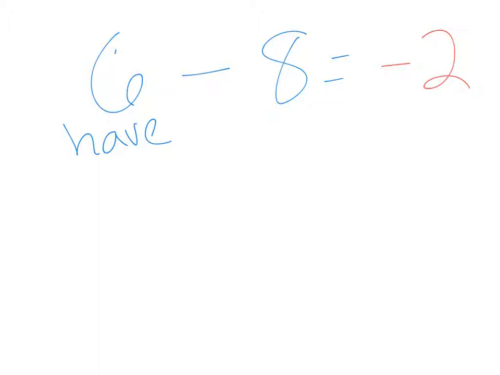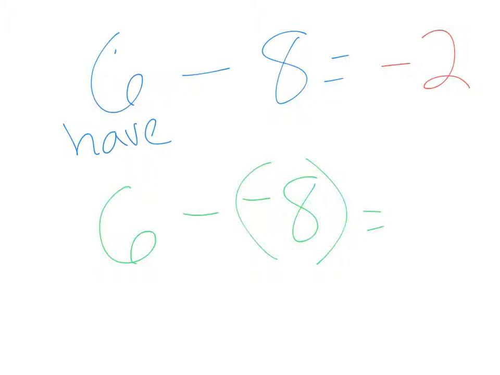Whereas if I were to use a similar scenario here, let's say instead I have $6 in my bank account, but now I go to take away -8. What the heck does that mean in terms of money? Well, in this scenario, I have $6 in my bank account. What I'm trying to take away, though, is a negative.